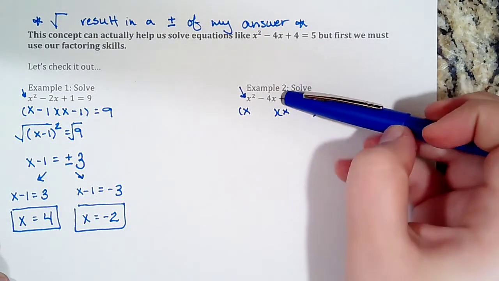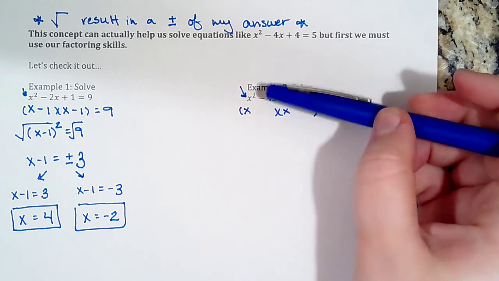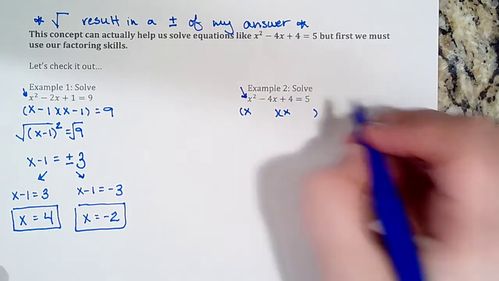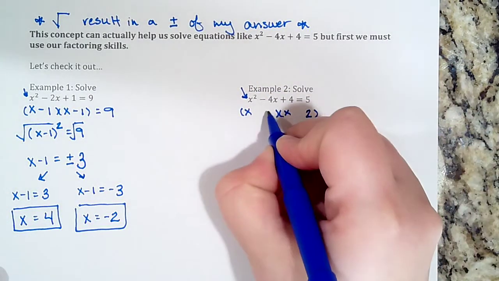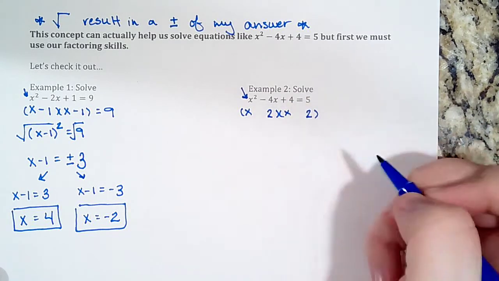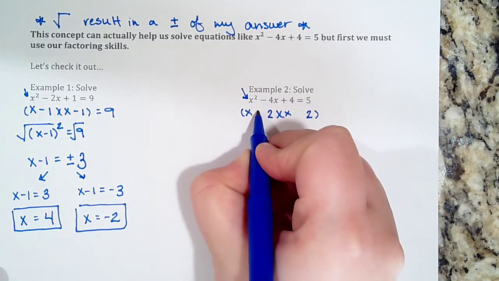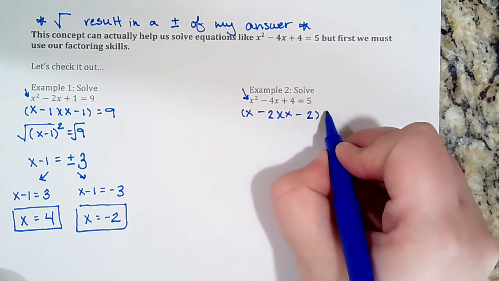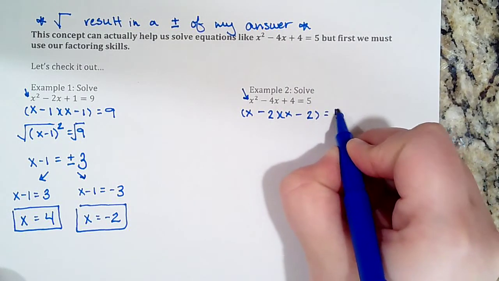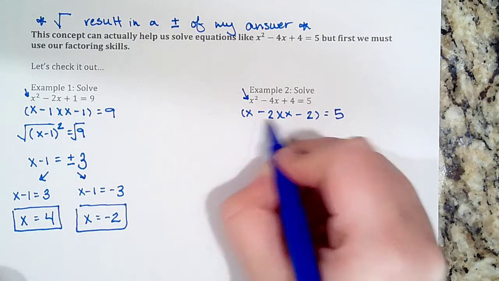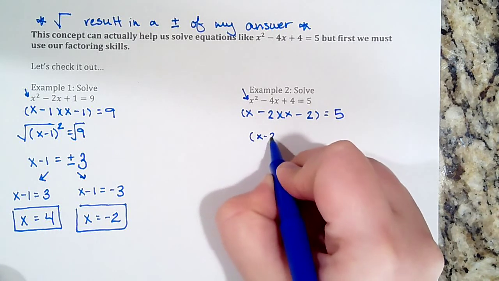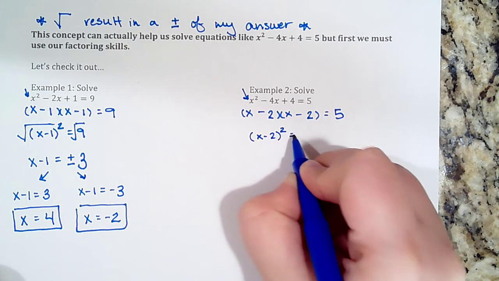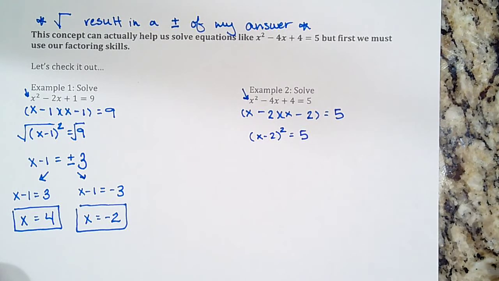Tell me what multiplies to positive 4, but adds to negative 4. After a little bit of thinking, I notice that 2 and 2 multiply to 4, and to get the middle number to be negative, both of these have to be negative. And you can check yourself on that if you want. And of course, it still equals 5. Now, eventually you'll get to the point where you can skip this step of rewriting it as a square, but until you're really good at it, I would like you to show this step as well.